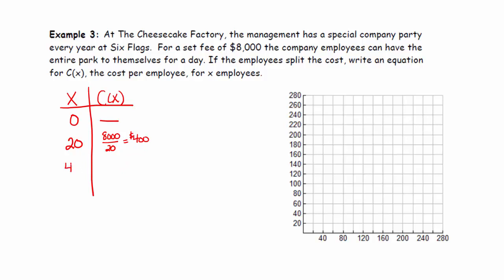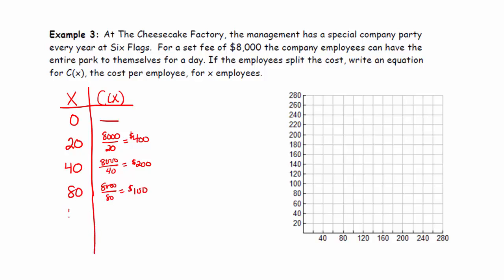What if there were 40 employees? Wouldn't we do 8,000 divided by 40? And that would be $200. I sure hope there's more than 40 employees. That's an expensive ticket, right? I'd rather just go to Six Flags on my own. What if there were 80 employees? Let's do 8,000 divided by 80. That's 100. Okay, looking better.